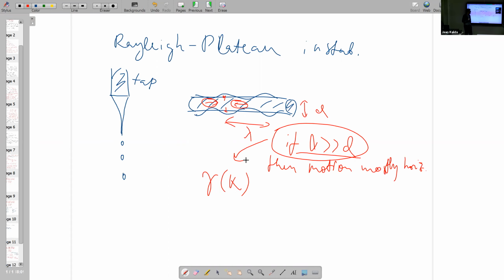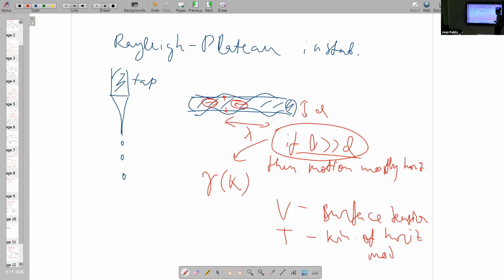Is it clear? I think it's easiest to do using the energy, using the Lagrangian approach. You have the potential energy of surface tension, and T is the kinetic energy of horizontal motion. So it was a simplified calculation with only horizontal motion. And then when you write the Lagrange equation, you should obtain gamma.